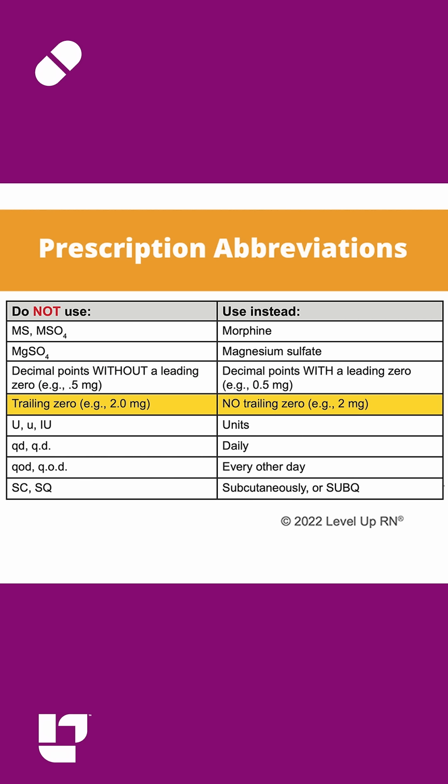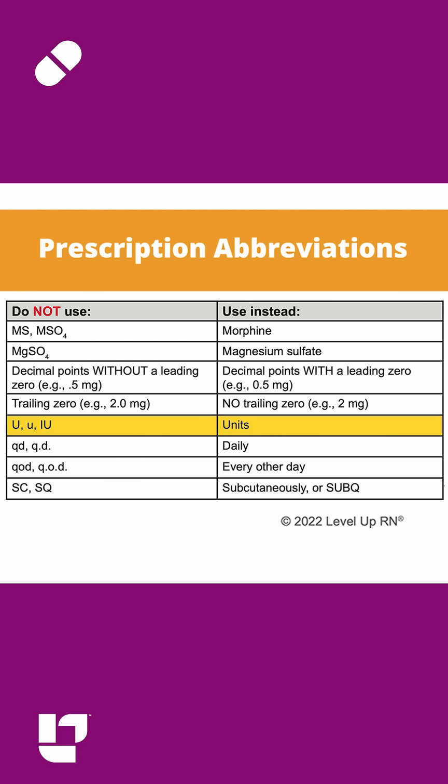We also don't want to use trailing zeros. So in this case, we have 2.0 milligrams. If you don't see that decimal point here, then that looks like 20 milligrams. So we want to leave off the trailing zero. So in this case, we just want 2 milligrams.